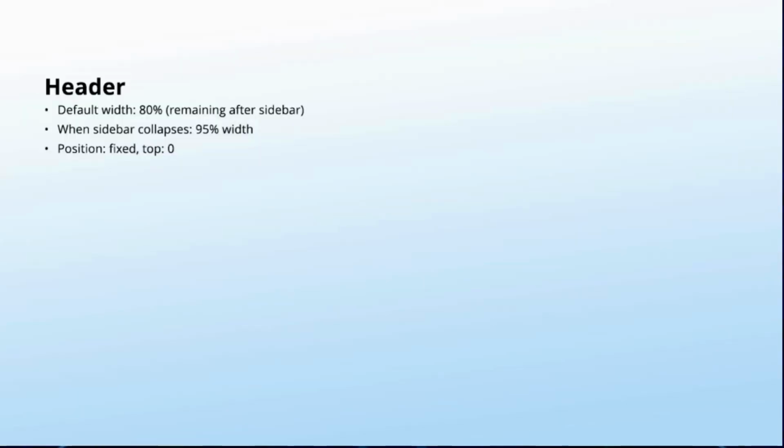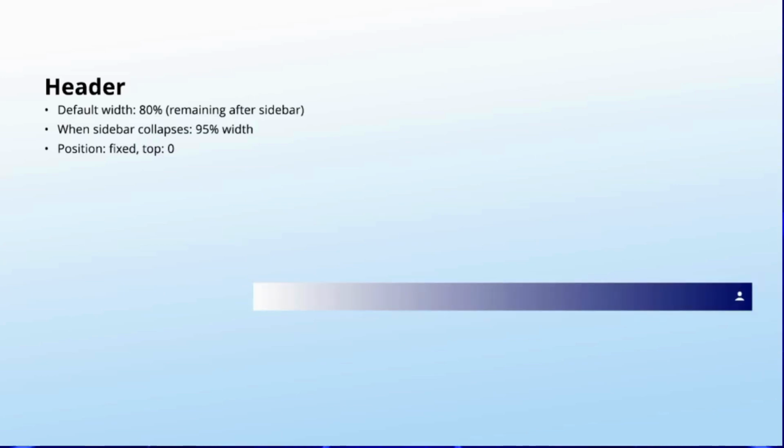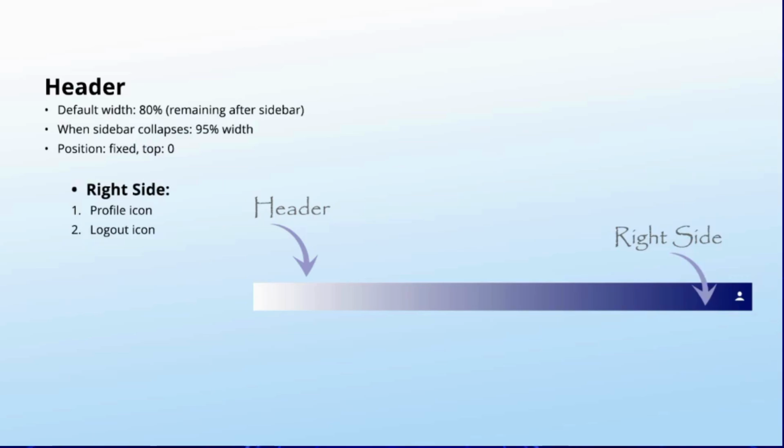Next is the header section. The header remains fixed at the top of the screen. By default, it occupies the remaining 80% width. When the sidebar collapses, the header automatically expands to 95%. On the right side of the header, profile and logout icons are positioned for quick access. The background uses a professional gradient, transitioning from white to deep blue.